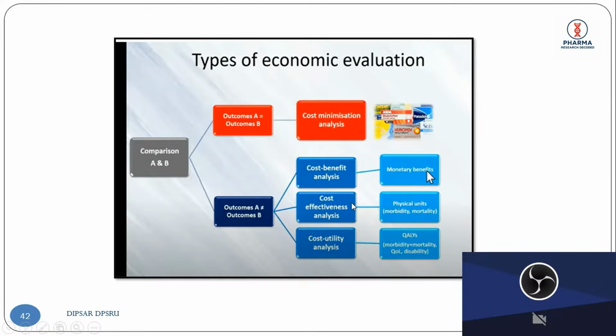So what are the differences between these three? Cost benefit analysis, we are measuring the outcomes in terms of monetary benefits, right? In cost effectiveness, we are measuring the outcomes in terms of physical units like morbidity, mortality. In cost utility analysis, we are measuring the outcome in terms of quality, right? Quality of life or DALY as well. So, these are the assumptions for the pharmacoeconomic studies. Cost minimization कब करनी है, cost benefit, cost effectiveness, cost utility.